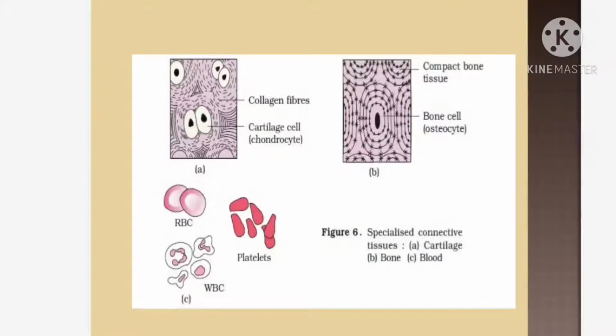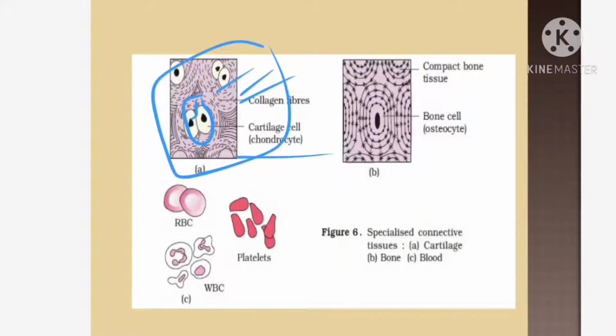Now look into this diagram. You can find many collagen fibers. Here there is a depression, inside the depression there is a fluid-filled matrix, and inside the matrix you have the cartilaginous cells, which are also referred to as chondrocytes.